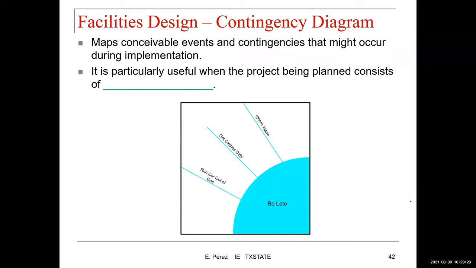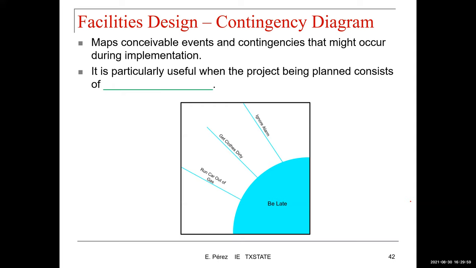Next is the contingency diagram. These map conceivable events and contingencies that might occur during implementation. So after you make decisions, you also want to plan for those unexpected situations. That's what the contingency diagram is doing. If you were to roll out a layout, a new facilities design, you also want to think about what are the things that can go wrong and plan for those.